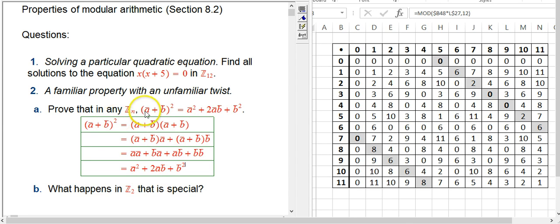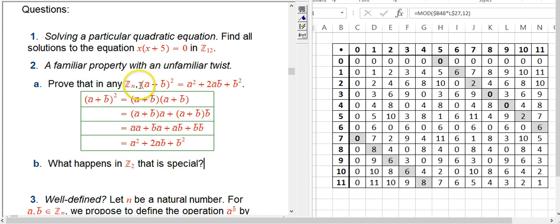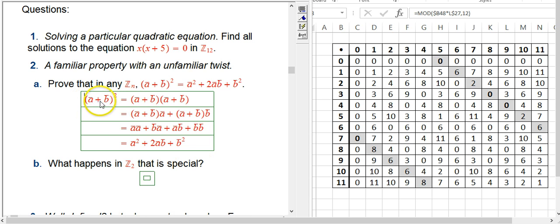So the point is that there's going to be a lot of familiar stuff in algebra that's going to hold just as well in Z mod n, as long as it only comes from things like commutativity, associativity, distributivity of addition and multiplication. But here's an interesting twist. This is true in any Z mod n, including Z mod 2, but I claim that there's something rather special that happens additionally in Z mod 2. Okay, so I'm going to write this down again. You might want to think, what is special?